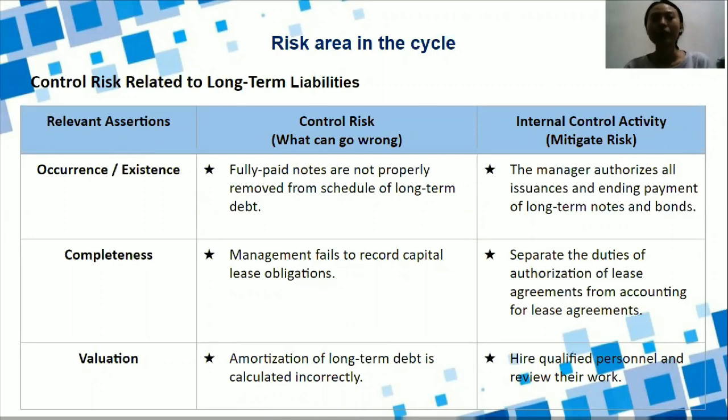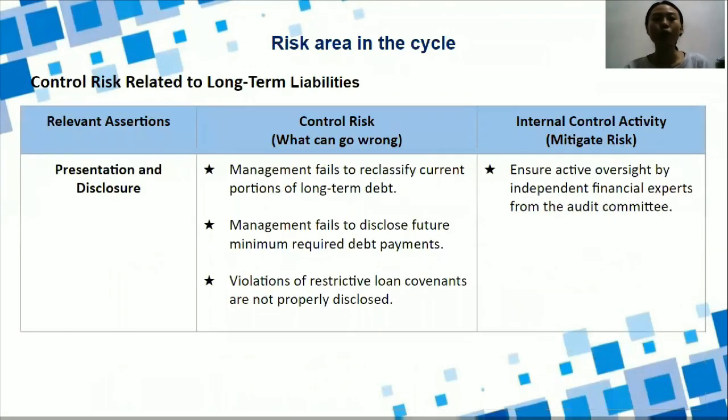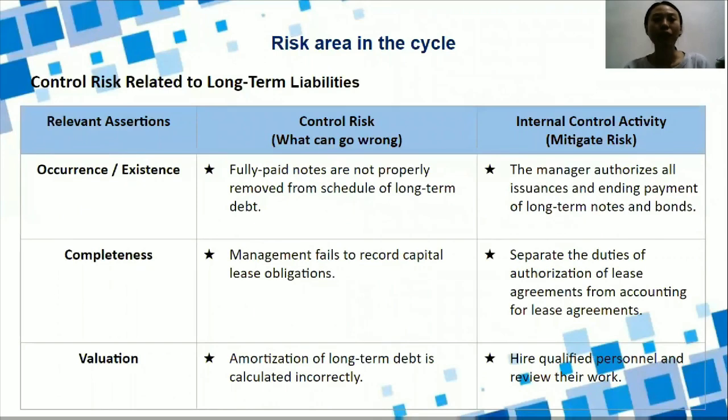What is control risk? Control risk means that it is really related with the internal control of a company. If the internal control is malfunctioning, then the control risk will be high, and also vice versa. In this slide, I already divided the control risk into 4 different categories with the relevant assertions. I also listed down the internal control activity that management can do to mitigate or reduce the risk.